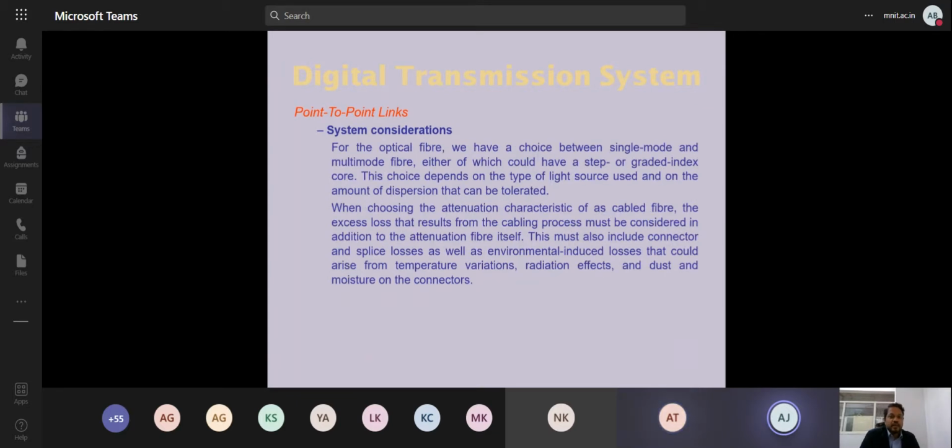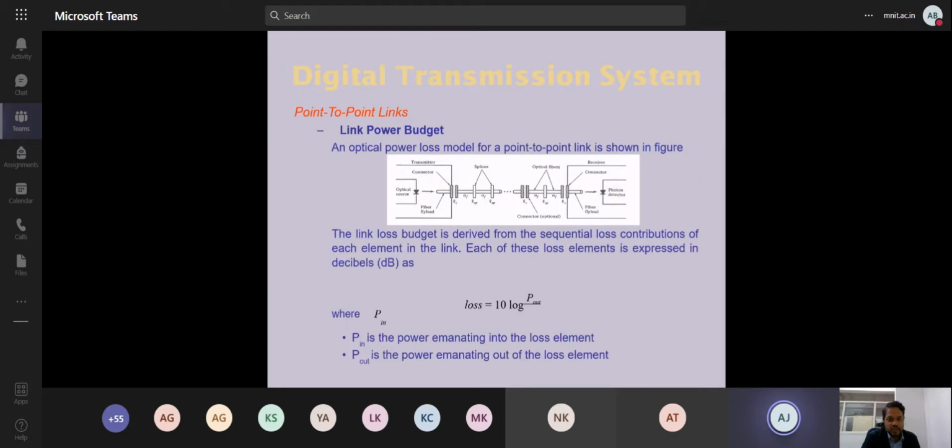So going ahead, we have many choices which can be made, and for budgeting of power, connector and splice losses, and other environmentally induced losses, all of these should be considered. Even what can happen because of temperature variations, and because of radiation effects, dust and moisture on the connectors, all these should be put into consideration.